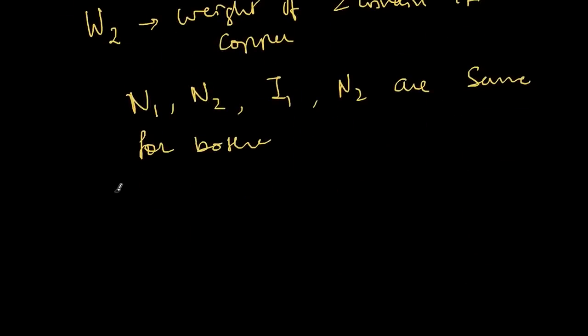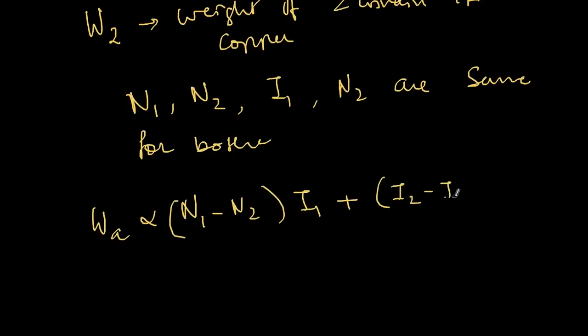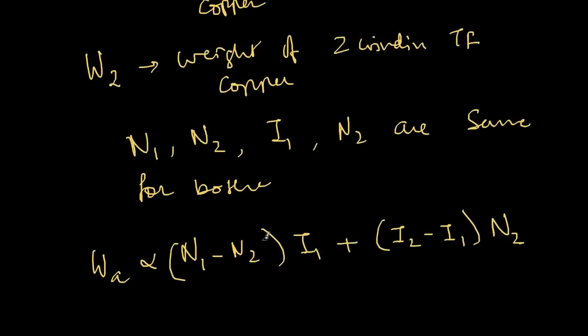So the weight of the auto transformer is proportional to ampere turns. So N1 minus N2 multiplied by I1, plus I2 minus I1 multiplied by N2. So this is the quantity to which the weight of copper is proportional. Now these currents I1, I2 and all are complex numbers.